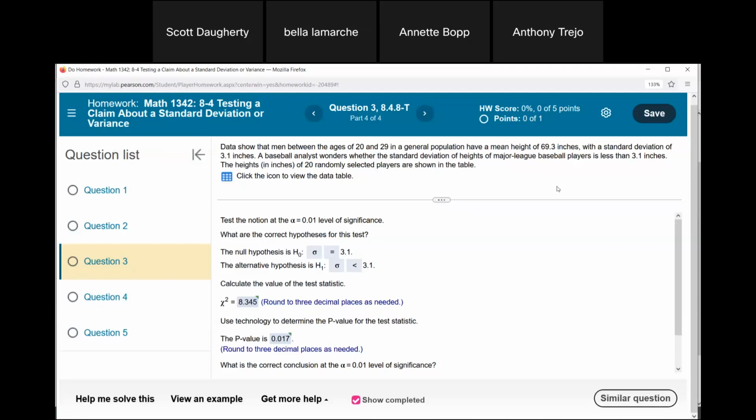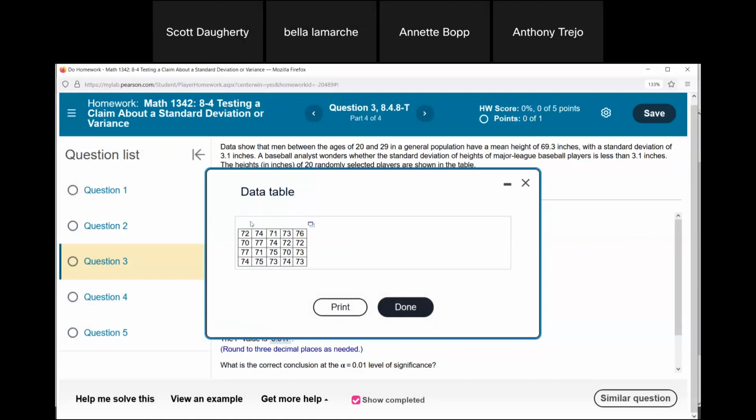So number 3, okay, it says the data show that men between the ages of 20 and 29 in the general population have a mean height of 69.3 with a standard deviation of 3.1. A baseball analyst wonders whether the standard deviation of heights of Major League Baseball players is less than 3.1. So what they did is they randomly picked 20 players and found their heights. And this is the data, the heights of the 20 players that they picked at random, in inches.